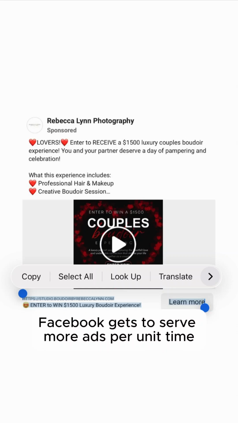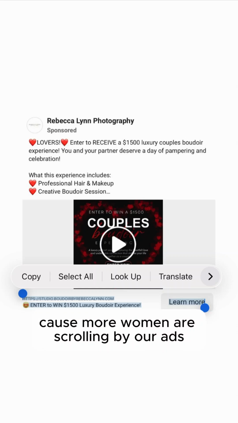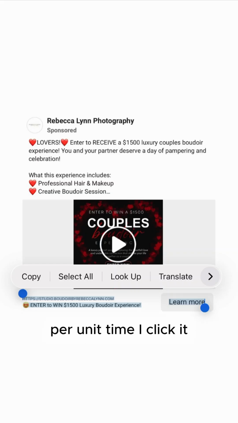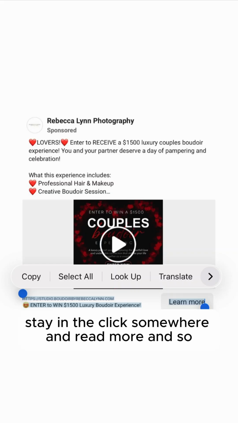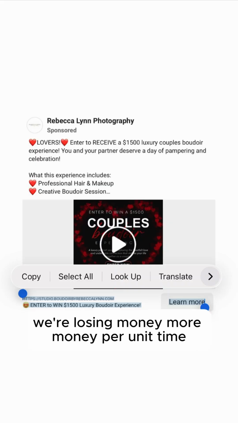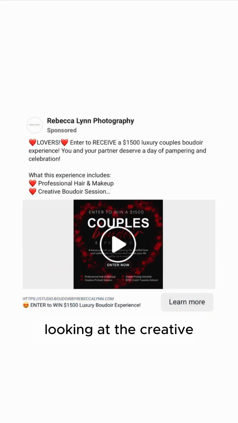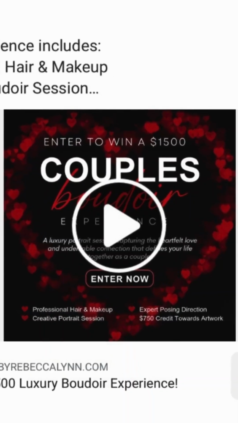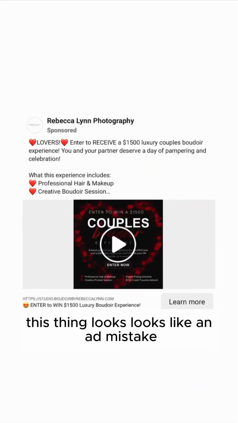And on the flip side, Facebook gets to serve more ads per unit time because more women are scrolling by our ads per unit time, not staying to click somewhere and read more. And so we actually, Facebook's making more money per unit time. We're losing more money per unit time. Looking at the creative, this looks like an ad mistake.